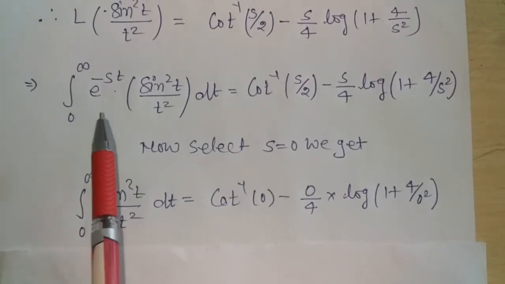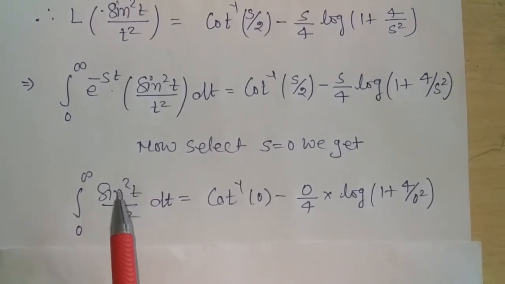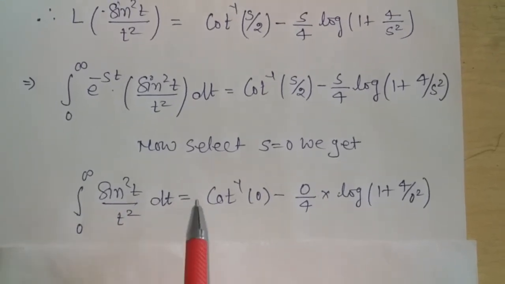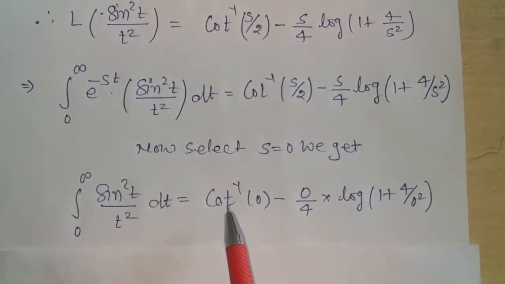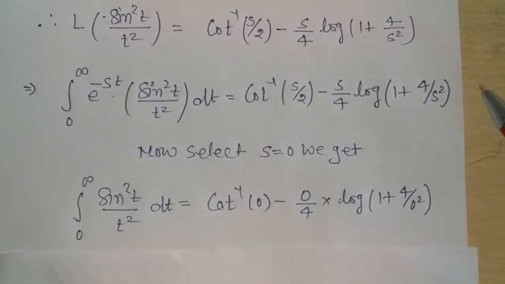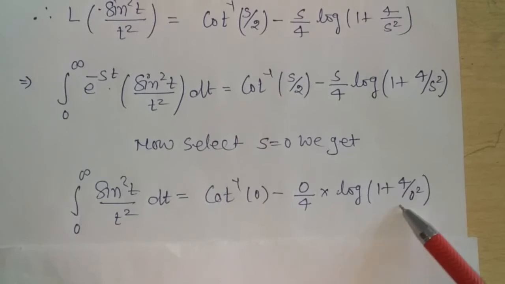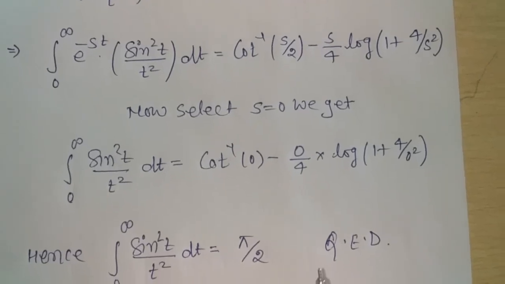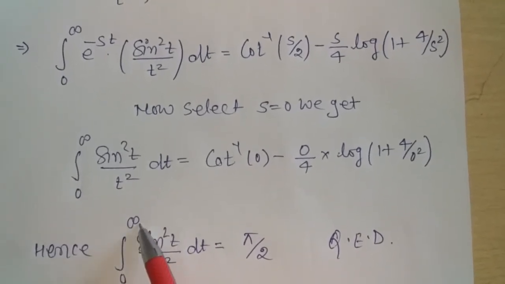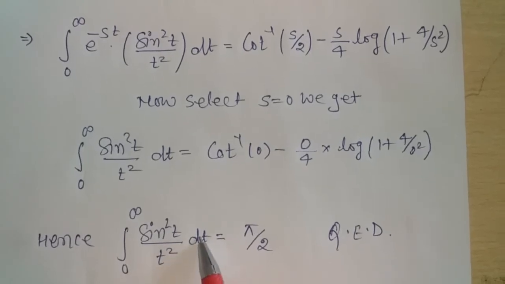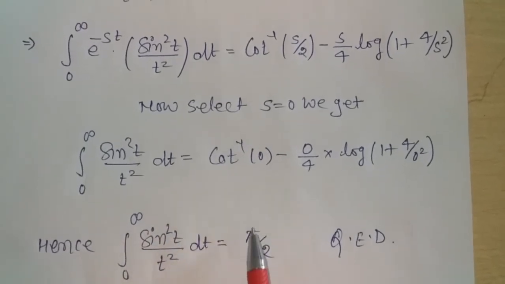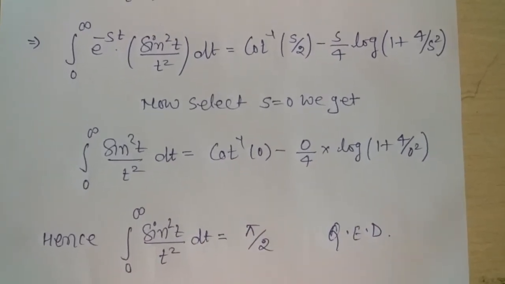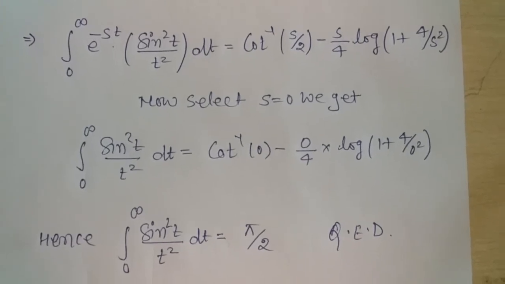So we have the integral from 0 to infinity of sin² t / t² dt, which is our required definite integral, equal to, here s equal to 0 gives cot inverse 0 minus, here s equal to 0, so 0 multiplied by anything gives 0. So finally the integral from 0 to infinity of sin² t / t² dt equals cot inverse 0, which is what? Pi/2, and this term is 0. So the integral from 0 to infinity of sin² t / t² dt is pi/2.